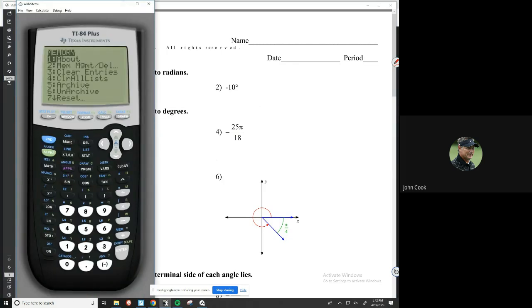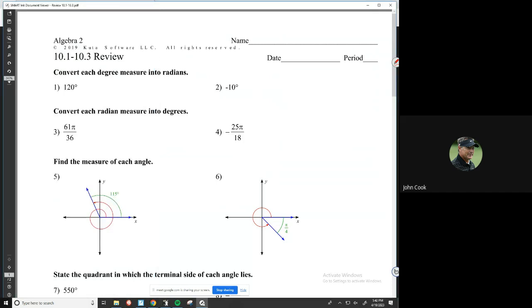I'm going to start from scratch with my calculator, but I want to have my calculator out, obviously, to answer a bunch of these questions. So make sure you have yours out too, so I can help you out. All right, so the first question says convert each degree measure to radians.